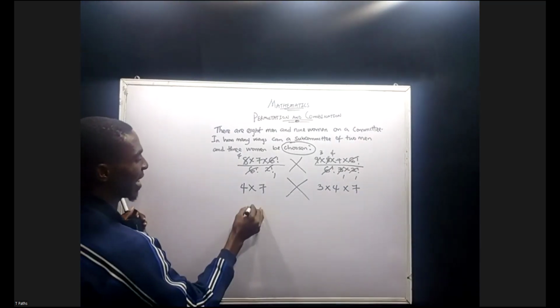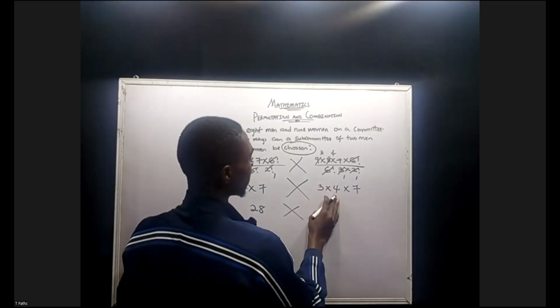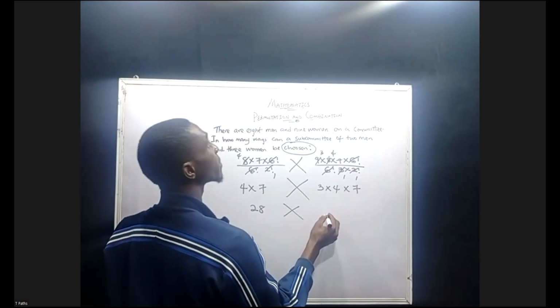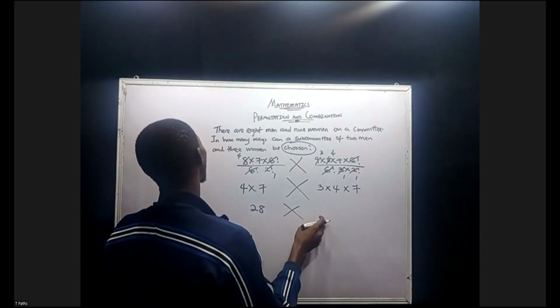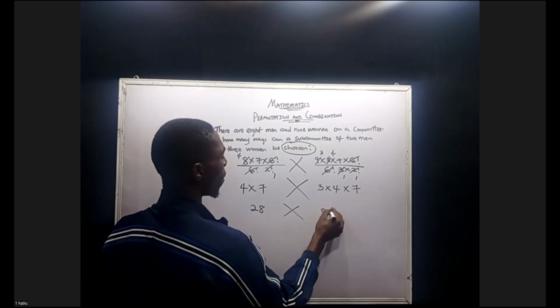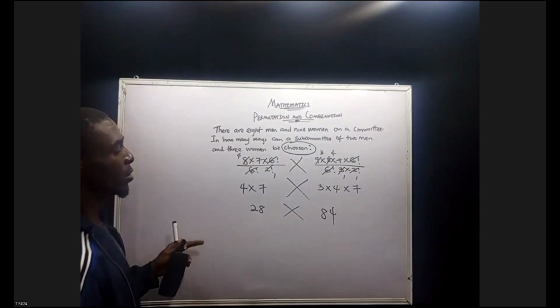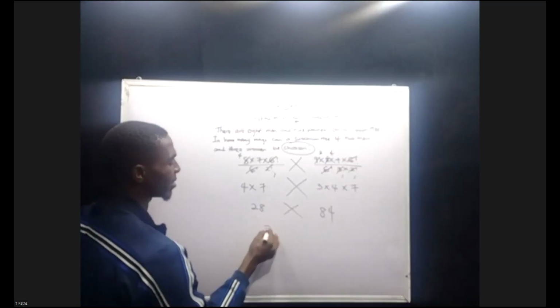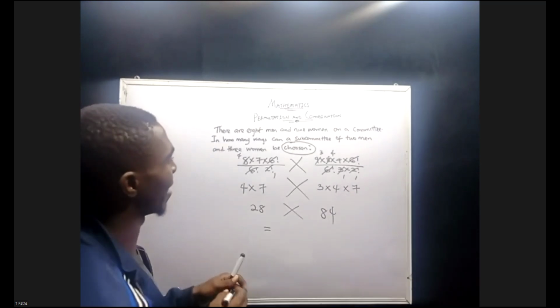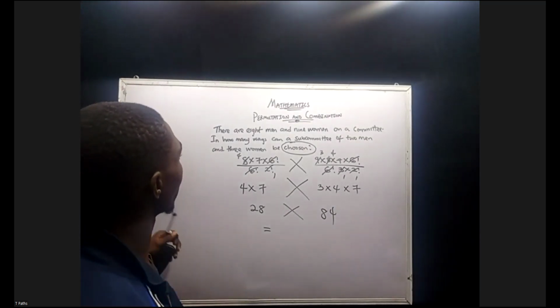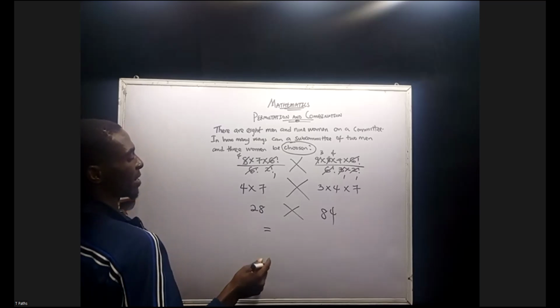So final answer here is 28, and 3 times 4 is 12. 12 times 7 is 84. So when you multiply these two together, then you have the final answer, the number of ways in which you can arrange or choose 2 men from 8 men and 3 women from 9 women.